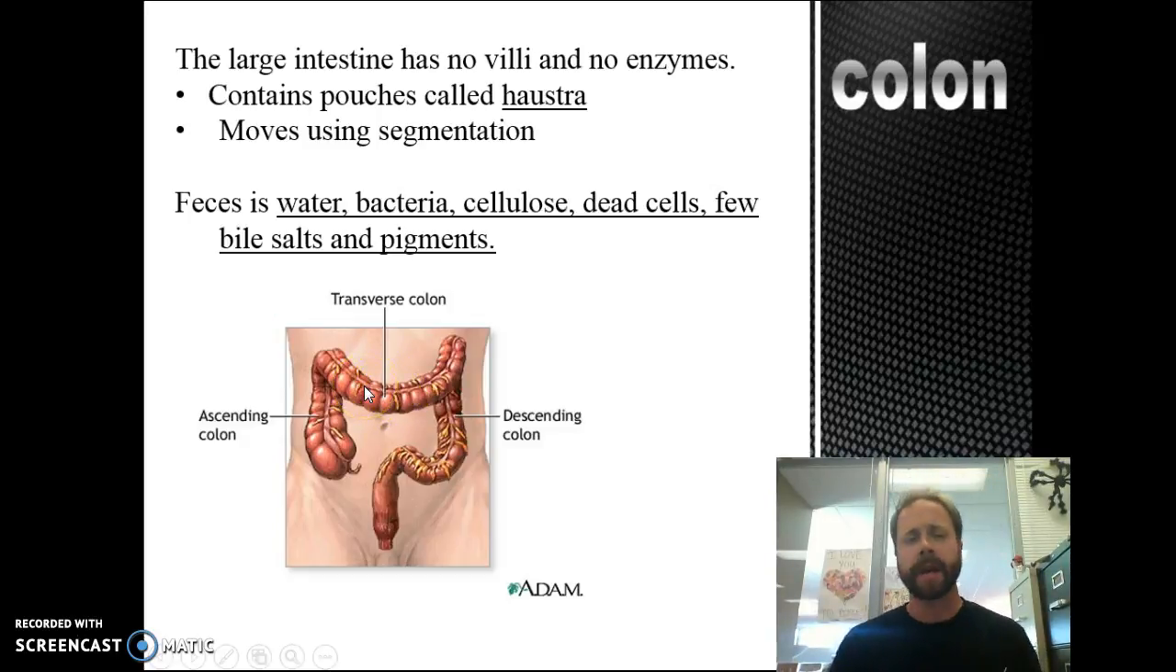What I mean by that is that as the food moves through, these pouches will contract, and then the food, or now it's going to become the waste, will move up, and then it'll contract and then move, and contract and then move. And what this does is allows time for more absorption of the water to occur as your digestive material becomes your waste that you will no longer need, right? And so this is what we're going to start calling feces. And feces is just water, bacteria, cellulose, dead cells, few bile salts, and pigments as well. But it's all coming out through your colon there.